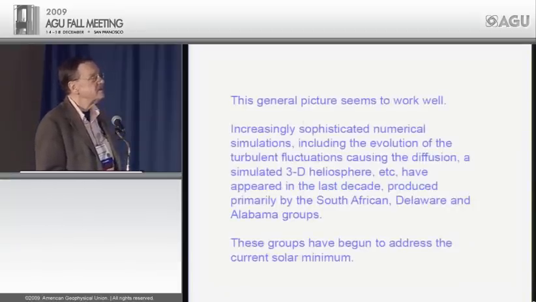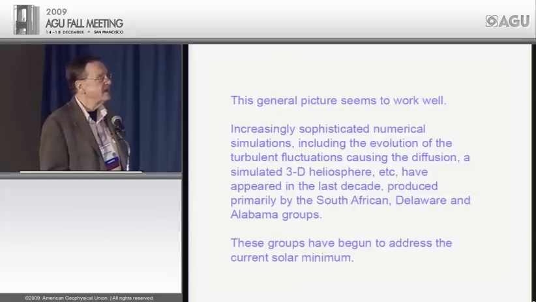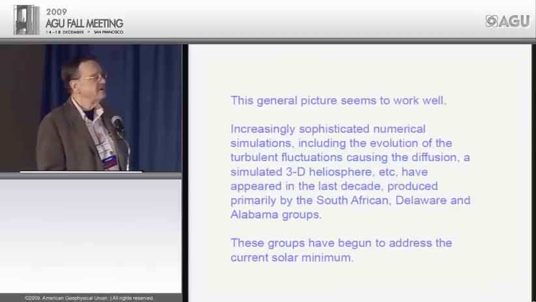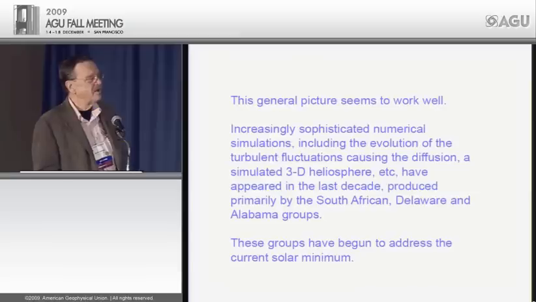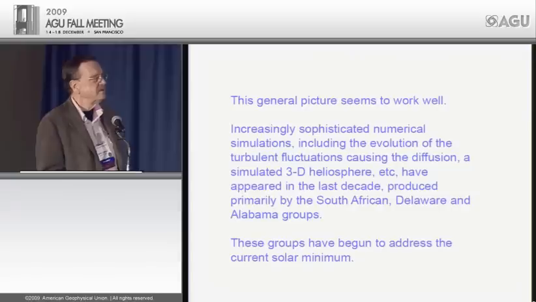Next. So the general picture at this point seems to be working well. Increasingly sophisticated numerical simulations have appeared in the last decade. 3D, time-dependent heliosphere, very, very sophisticated, including the evolution of the turbulent fluctuation causing the random walk or diffusion of the cosmic rays. Although there are enough knobs to tweak, the basic phenomena that was done years ago by simpler models is preserved.